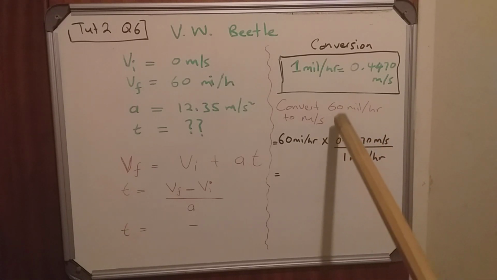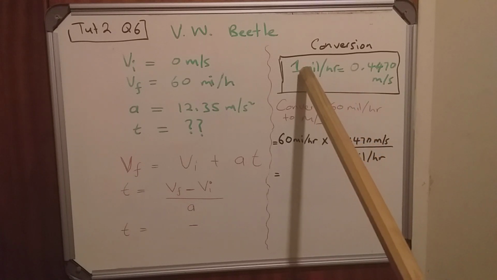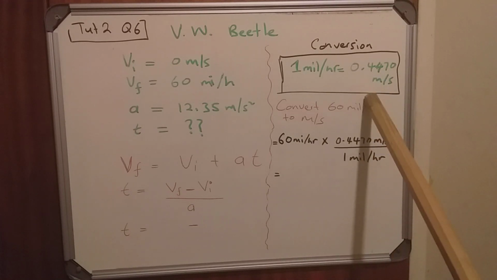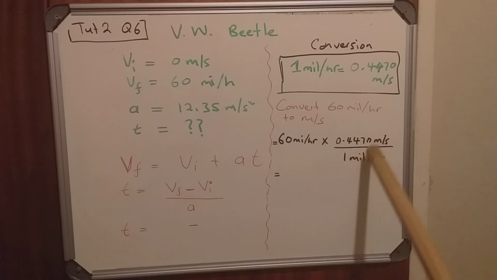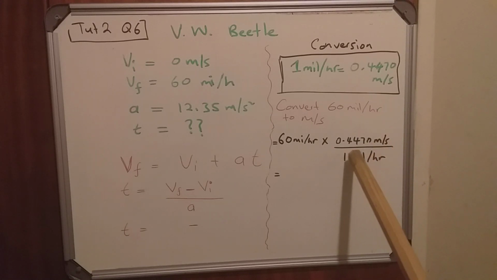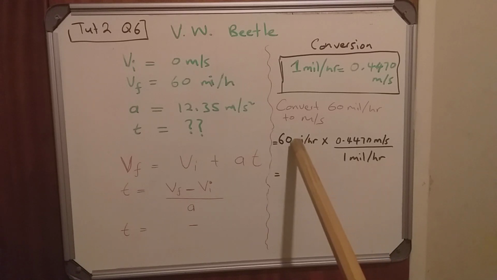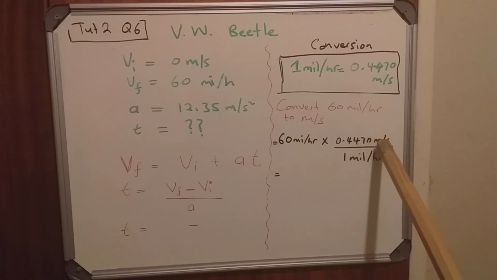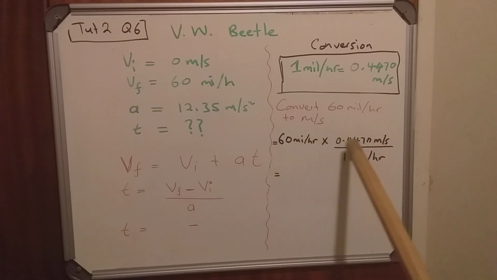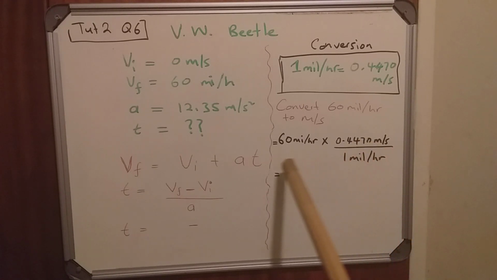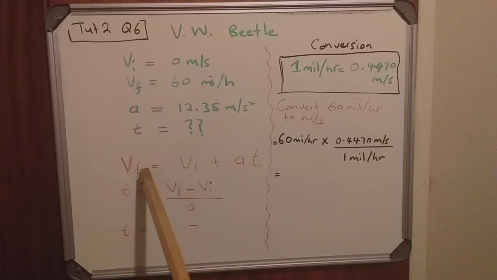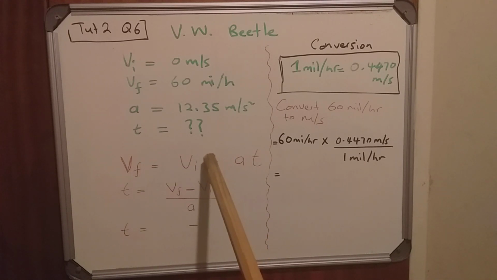We have been given this conversion that 1 mile per hour is equivalent to that. So we are going to multiply to convert. You want meters per second, so obviously 1 has to be at the denominator so that the units cancel. Then you'll be left with 60 multiplied by 0,4470.